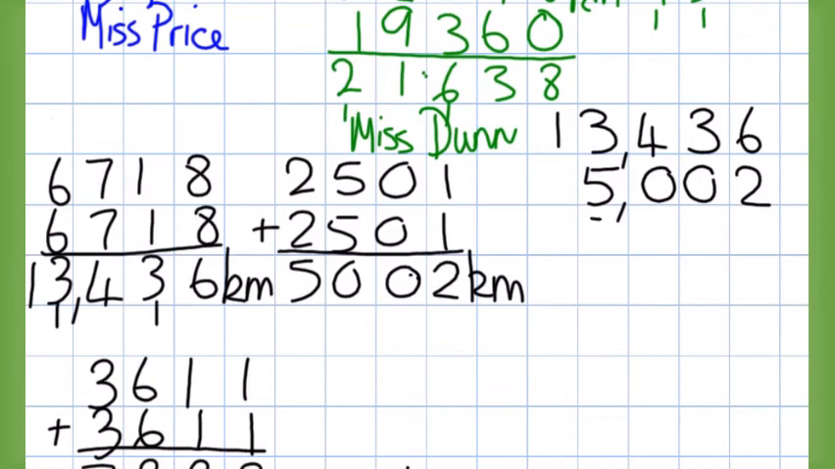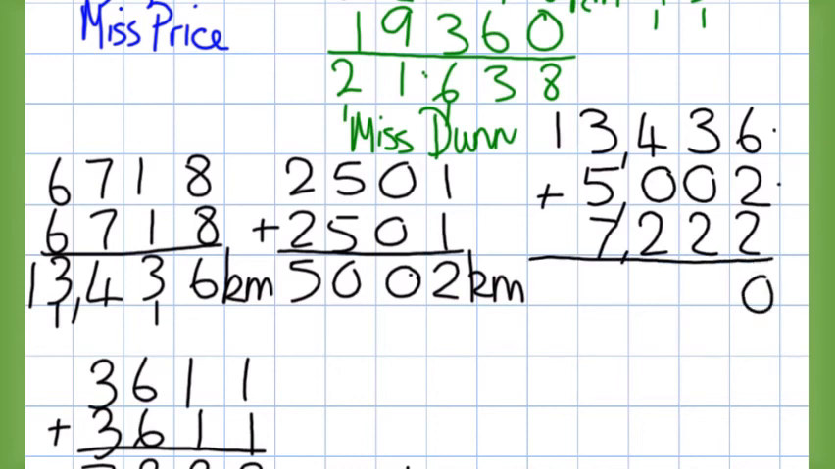7,222 here, and then we need to add those all together, don't we? 6, 7, 8, 9, 10. 1, 3, 4, 5, 10, 6 tens, 4 600s. 7 and 3 takes me to a number bond to 10, so that's 10,000, 15,000, 25,660 kilometres. Who travelled the furthest?